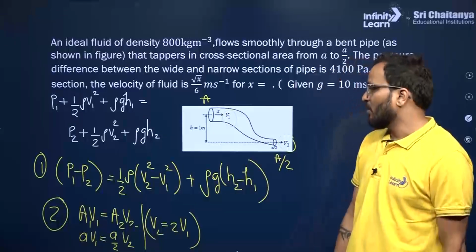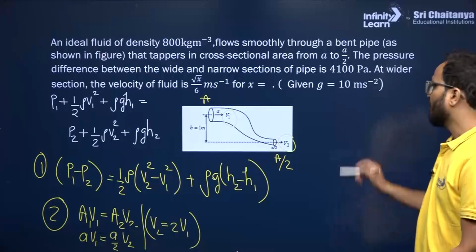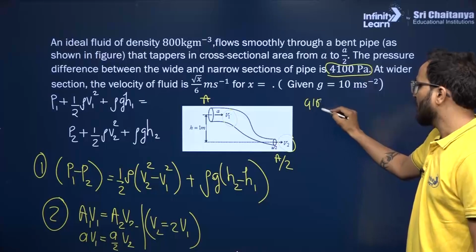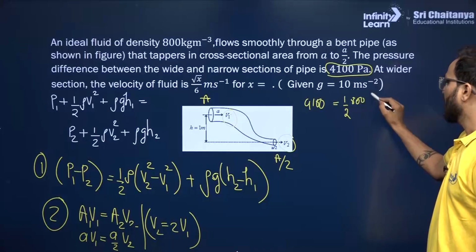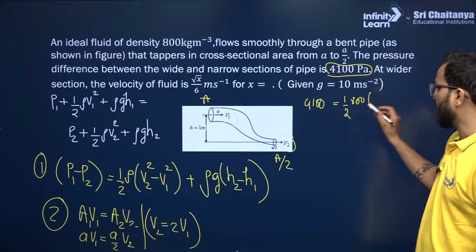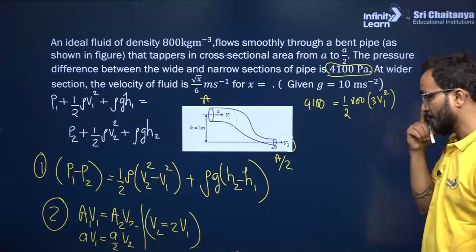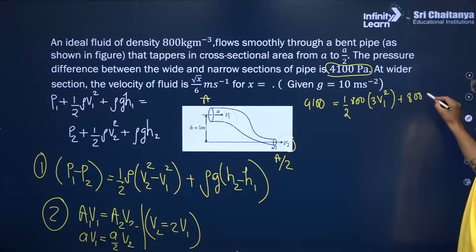Cool. So now P1 and P2, have they given any information? The pressure difference between the wide and narrow sections is given. Achha, wide and narrow sections, P1 minus P2 is already given, 4100. So you can write 4100 is equals to half into 800 into 2V1 whole square minus V1 square. It will be 3V1 square. Okay. Right. Plus 800 into G is 10 into difference in height, which will be what? H2 is 0 minus 1 meter.